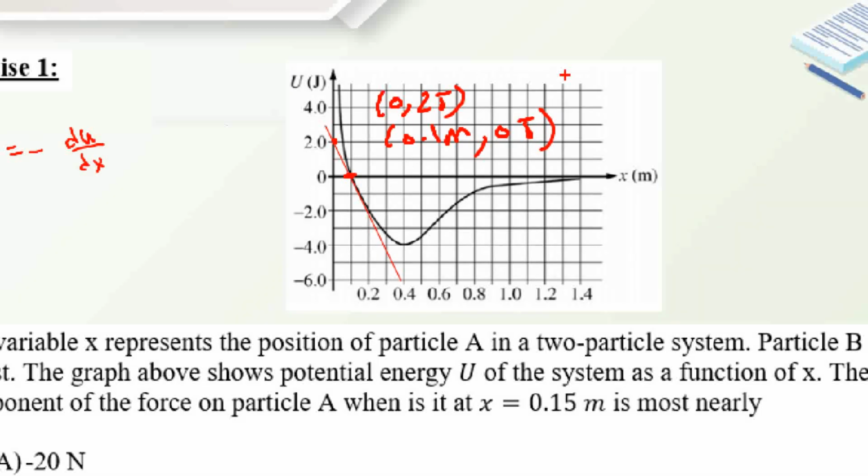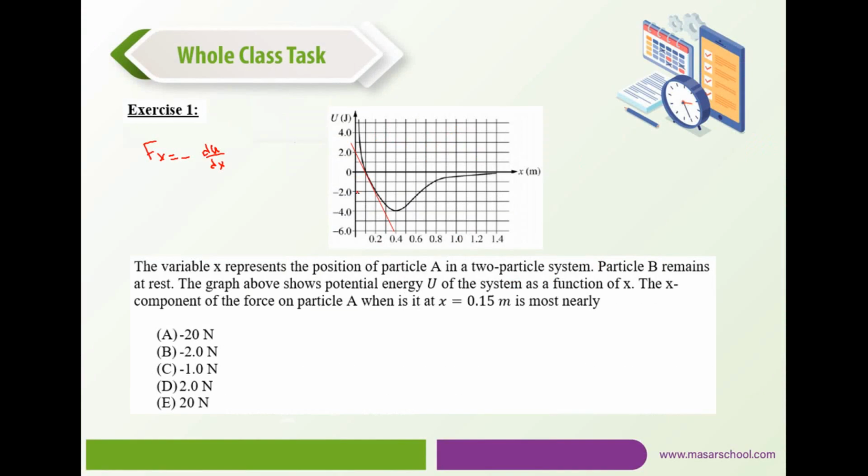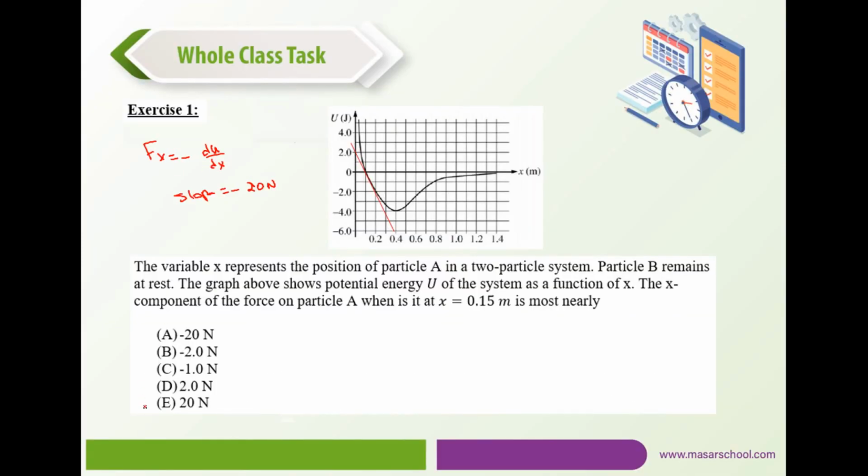Now we're ready to calculate the slope, which is given by 0 minus 2 over 0.1 minus 0, that would be minus 20, and this would represent a force which is in newtons. Now this is the slope, so the slope is given by minus 20 newtons. Now we need to add an additional minus sign because it's the negative of the derivative. Then the correct answer in this case would be E.